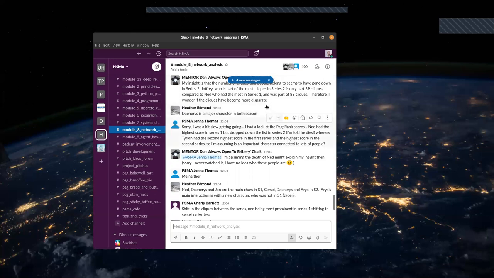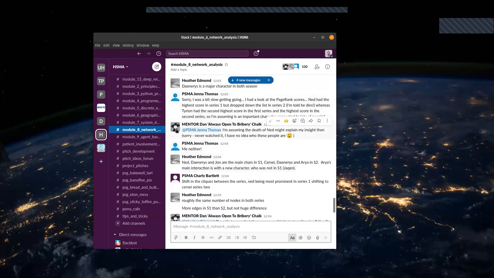Daenerys, major character in both seasons. Again, it would be interesting, you can play about with this because the data's there for all the seasons, to see how this plays out across the whole thing. It's a fantastic data set, actually. And if you do watch it, it adds all that context. Ned definitely, his PageRank score will drop in season 2. Tyrion, yes, big central player in both seasons. Thanks, Jenna.